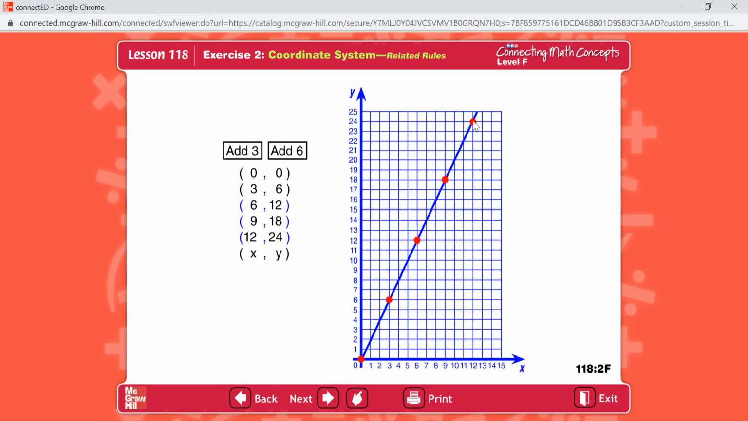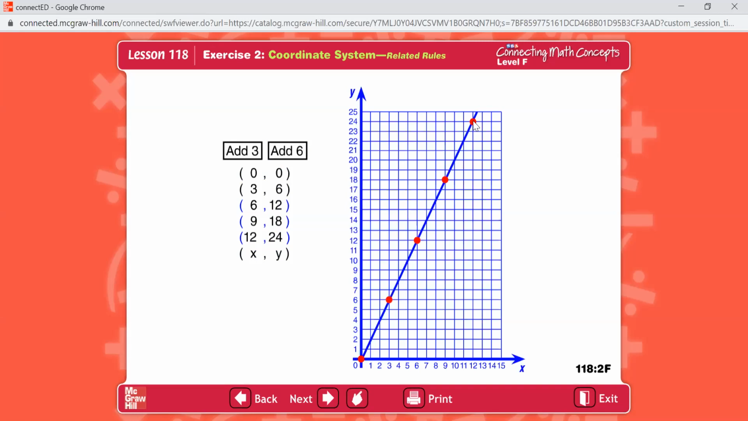This coordinate is 12, 24. The x value is 12, the y value is 24. Which is greater? The y value is greater because it's 24. How many times greater is 24 than 12? 24 is 2 times greater than 12 because 12 times 2 is 24.